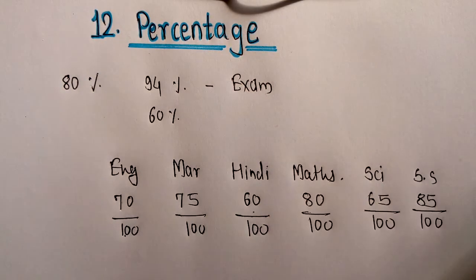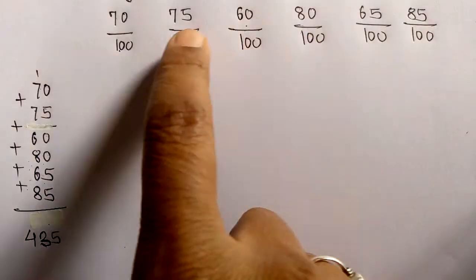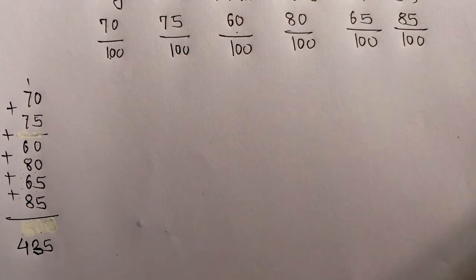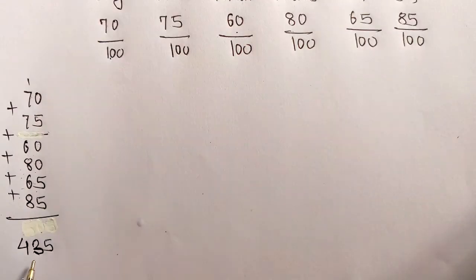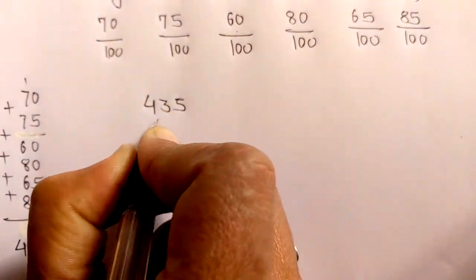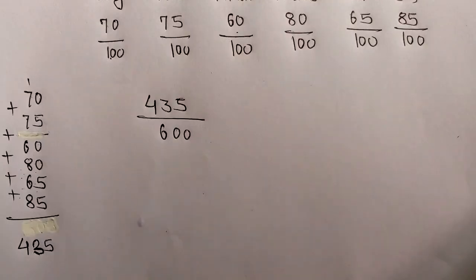In the same way, we will add all these marks. Here the addition of all these marks is 435. And if we add all these hundreds, out of how many are these 435 marks? So how many subjects are there? 1, 2, 3, 4, 5, 6. So these are out of 600. So these 435 marks are out of 600. So we have to find out the percentage.